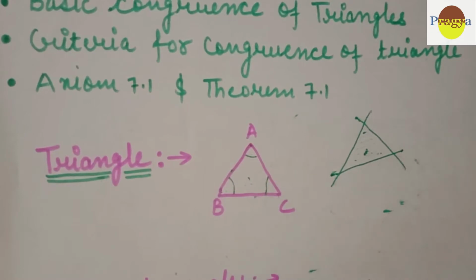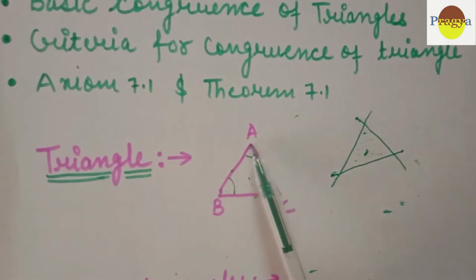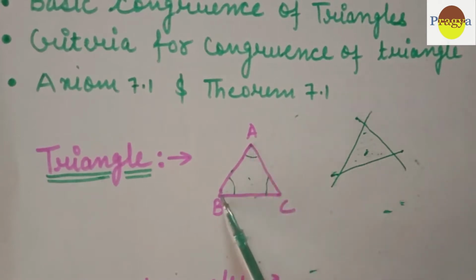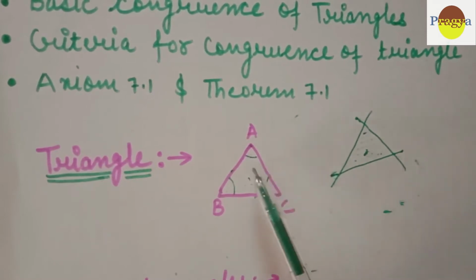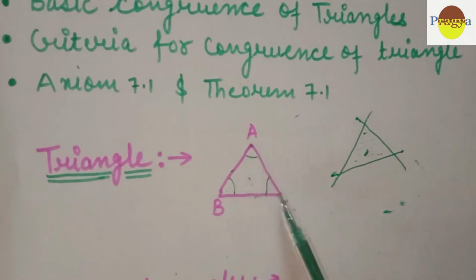But we have 3 more elements in it. What are they? 3 vertices. Vertex A, vertex B, vertex C. So they all are elements of a triangle. 3 vertices, 3 angles, 3 sides. So this is your complete triangle.